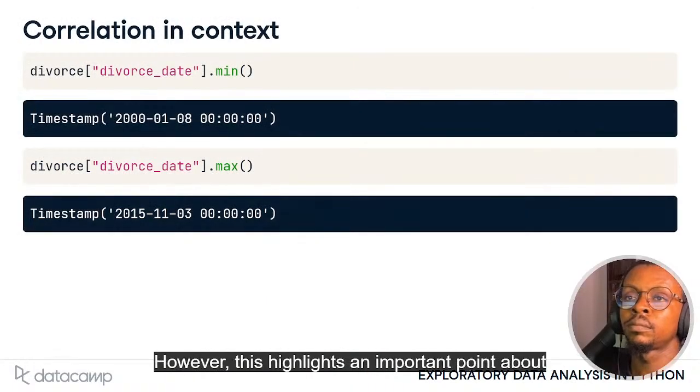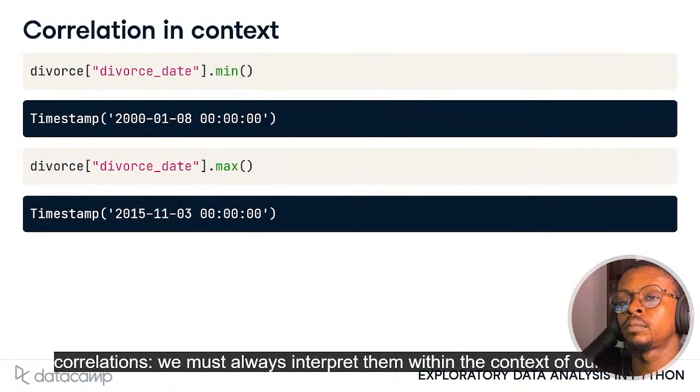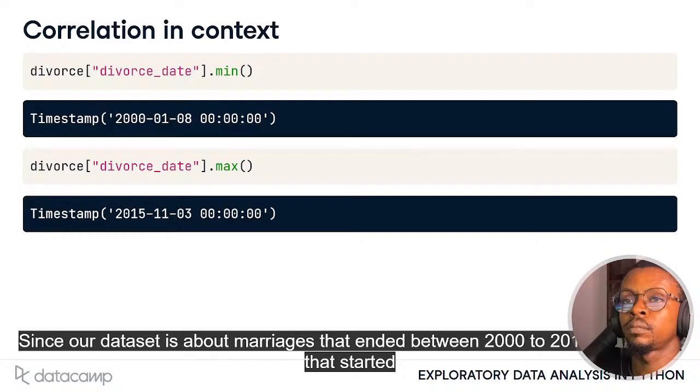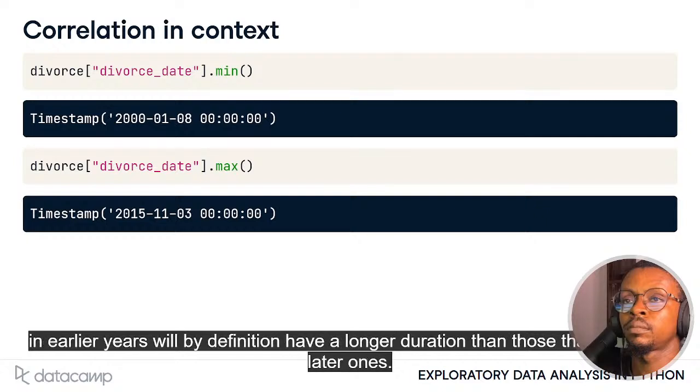However, this highlights an important point about correlations. We must always interpret them within the context of our data. Since our dataset is about marriages that ended between 2000 and 2015, marriages that started in earlier years will by definition have a longer duration than those that started in later ones.